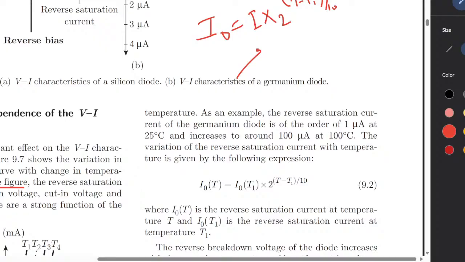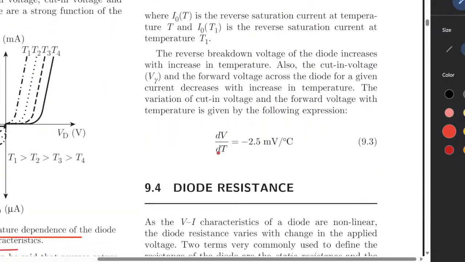Okay, so dV by dT: the reverse bias voltage decreases with increase in temperature, and the cutoff voltage for the forward bias condition also decreases with the increase in temperature. So the current decreases with increase in temperature, and the cutoff voltage varies with the temperature. This one.